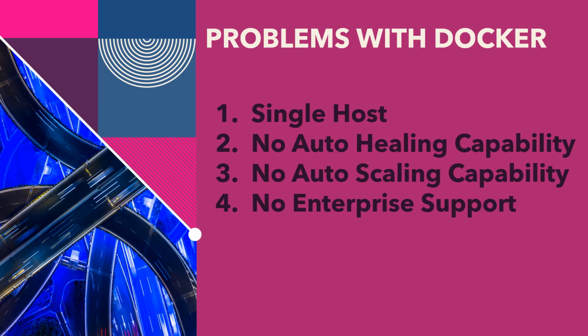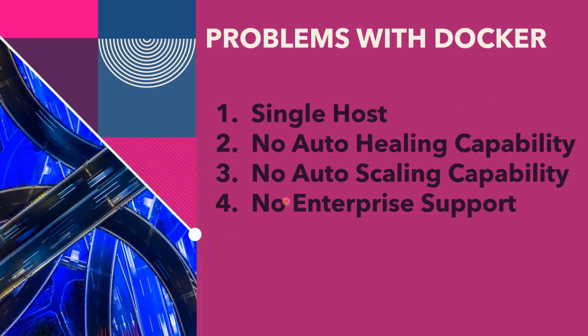Now let's see what the problems in Docker are and how Kubernetes is solving them. The first one is single host. The other one is auto healing capability. There is no auto healing capability, and the other one is no auto scaling capabilities, and no enterprise support, because of which Docker single-handedly can't be run on, and can't support, enterprise applications. So to solve this problem, in Kubernetes we got the master-slave architecture. In that, if there is any problem with any container, it is transferred to the other node. So that's how it is solving.